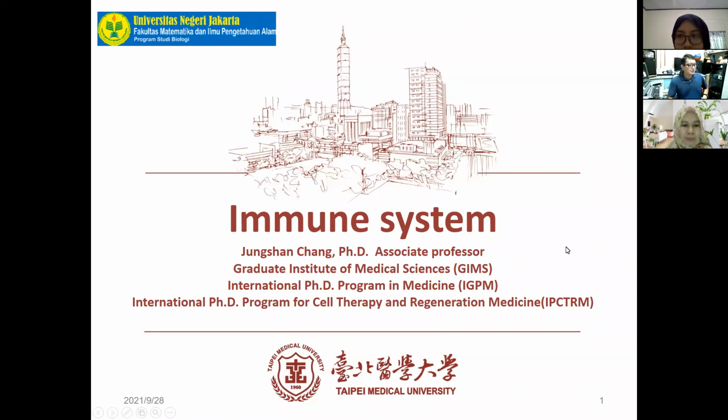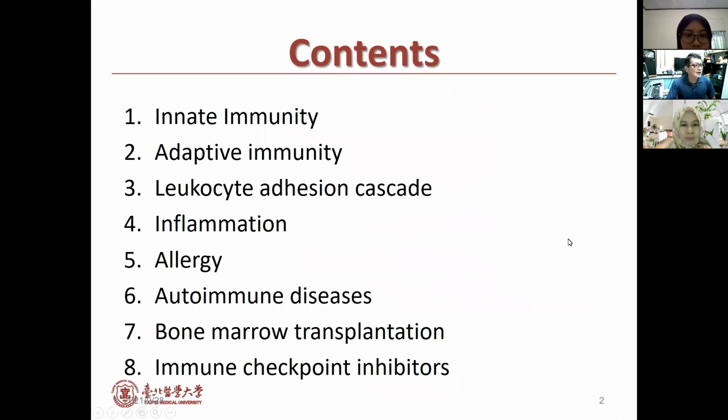Okay, I'm going to spend nearly 2 hours going over the lecture on the immune system. I'm going to introduce some key items in this chapter. For example, innate immunity: what is innate immunity? What's adaptive immunity? What are the components of these two different cells or members? Then I'm going to go over the leukocyte adhesion cascade. Then I will introduce what kinds of components are triggered during inflammation.